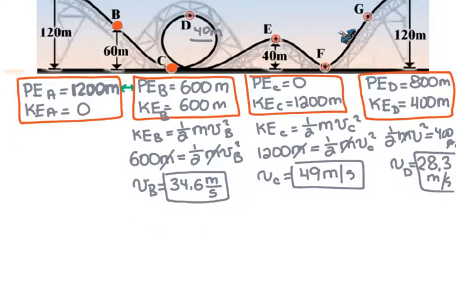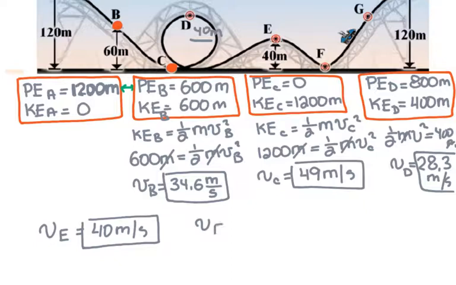I'm going to skip my calculations for E. You can check yourself, because it's just repetition. The velocity at E gives me 40 meters per second. And the velocity at F is the same as at C, which is 49 meters per second.